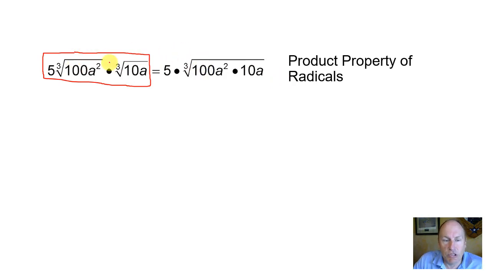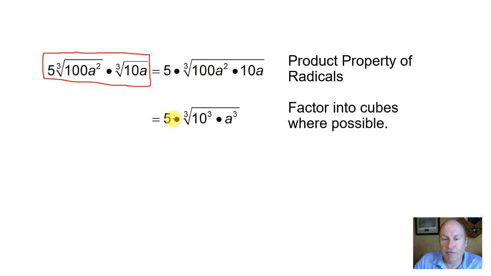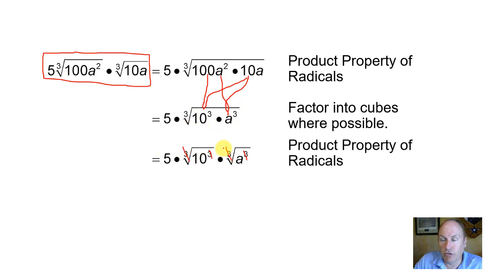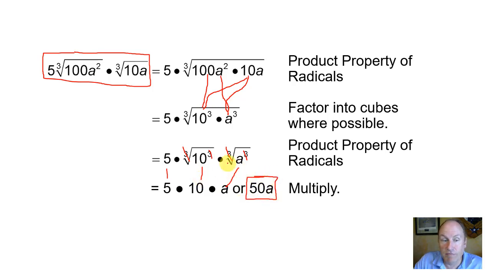Sometimes that's helpful because I'm looking at this and I don't see anything that's in nice groups of 3, but if I multiply them, I might be able to get that. In fact, I do. This becomes 5 times 1,000, which is 10 to the 3rd, times a to the 3rd. So by combining them, I get some nice cubes that will cancel out by cube root. So inverse operations are going to happen, and I've rewritten them in terms of the product property of radicals. And inverse operations on the cube root and the cubes are going to cancel out those. And so I get 5 times 10 times a, or 50a. So all of this simplifies down to 50a.